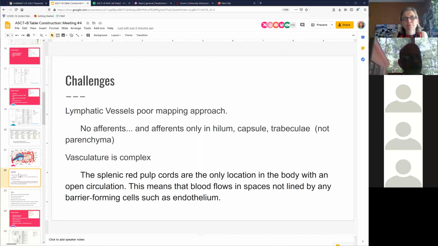And I just put a comment here trying to explain that basically the red pulp of the spleen, within the cords, is the only place in the entire human body that has an open circulation. Okay, next.